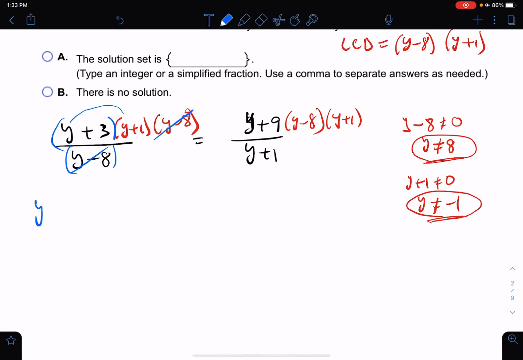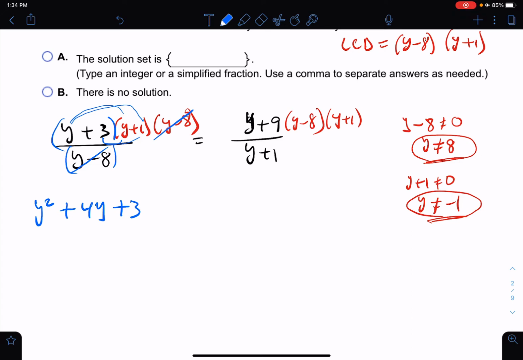y times y is y squared. This gives us y times 1, so 1y plus 3y gives us 4y in the middle. We're just adding it together in our head. And 3 times 1 is 3.